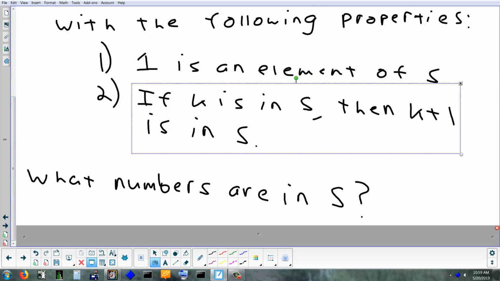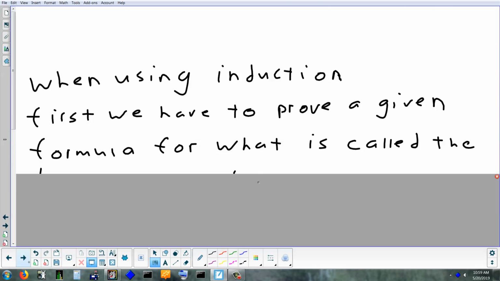So what numbers are in the set? Basically, it's all positive integers. All positive integers.